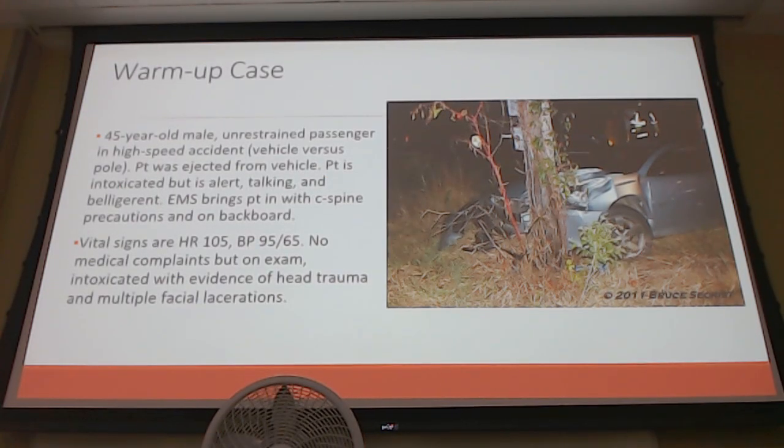All right, so here's our warm-up case. You got a 45-year-old dude. He was an unrestrained passenger in a high-speed accident. He was ejected from the vehicle. Patient's intoxicated but alert, talking and belligerent. EMS brings the patient in with C-spine precautions on a backboard.